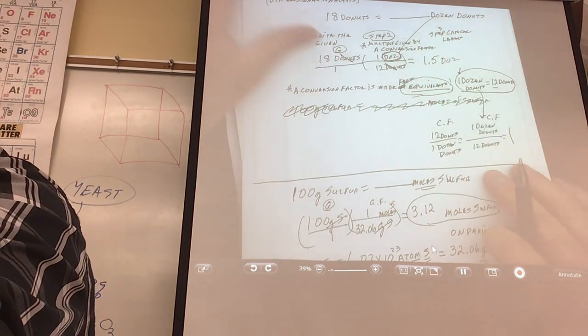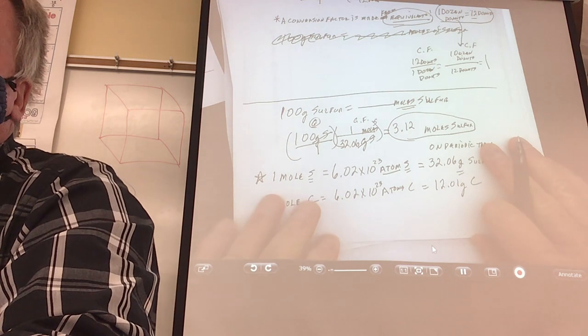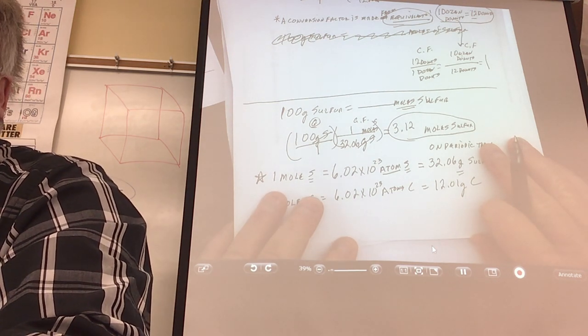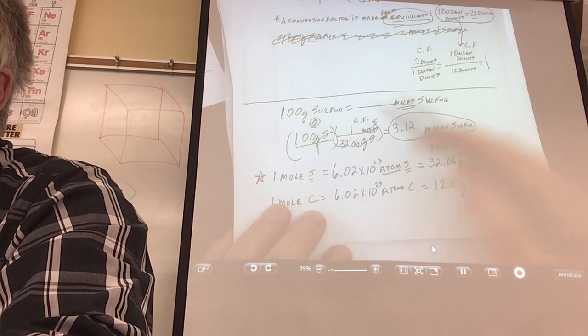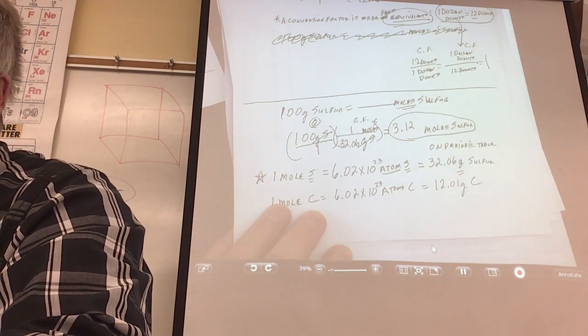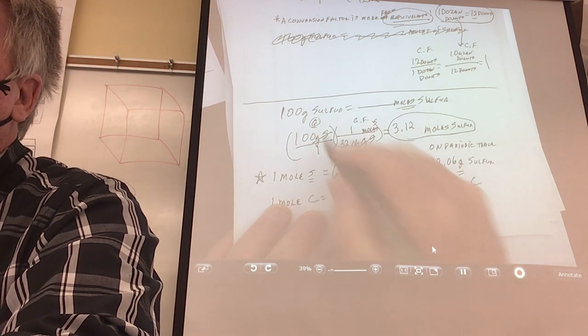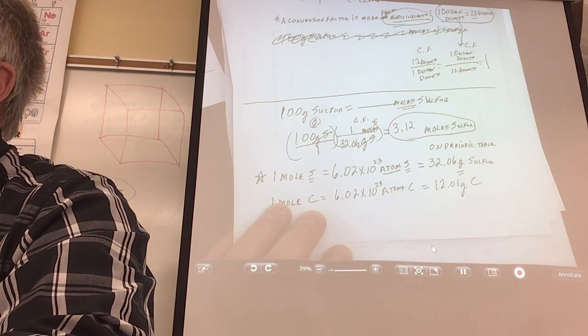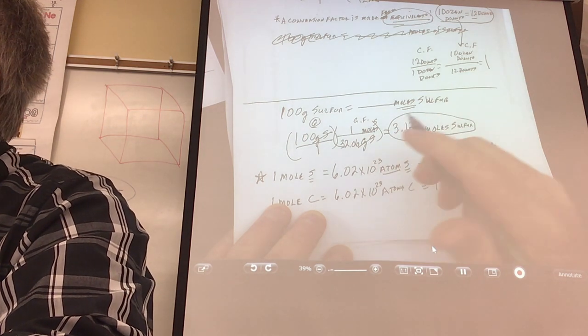Now let's go down here to this problem. You don't even know what a mole is, but you're going to get the question right. So here's the question. 100 grams of sulfur equals how many moles of sulfur? You say, wow, am I supposed to be able to do that problem? Here's what you should be able to do. Write down the given. Oh, I can do that. Two, multiply by a conversion factor that has what?